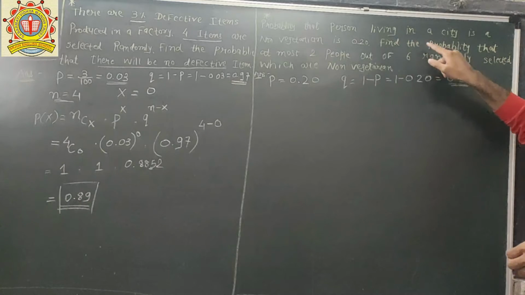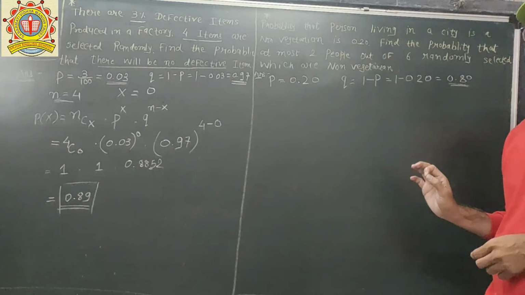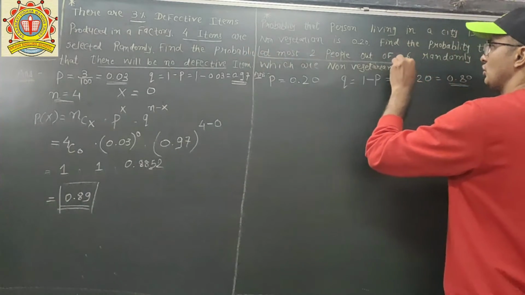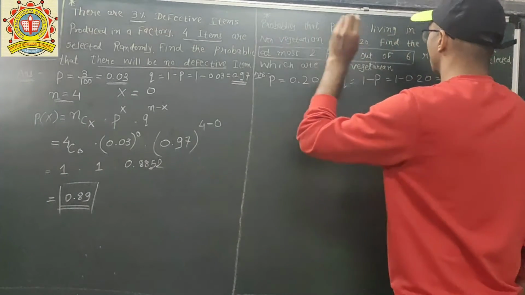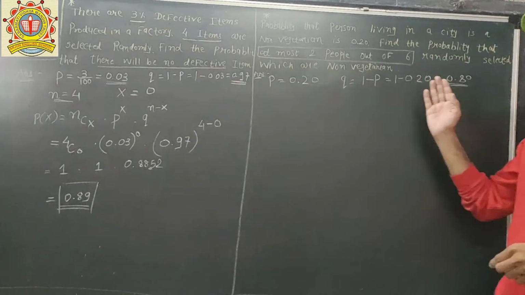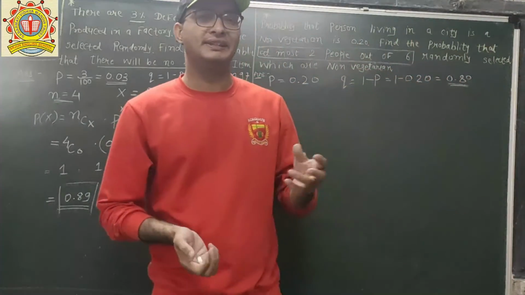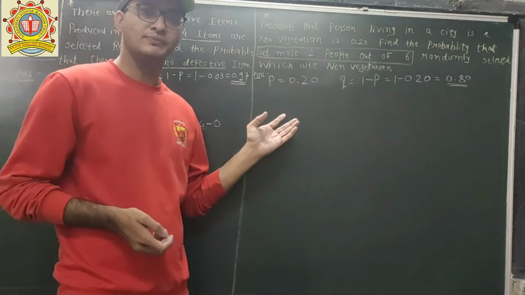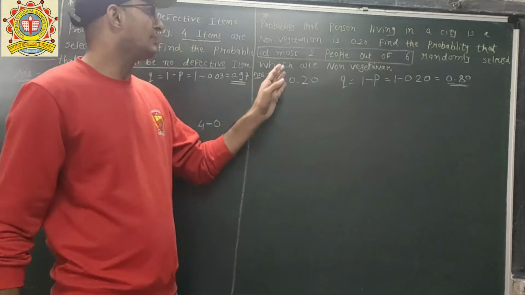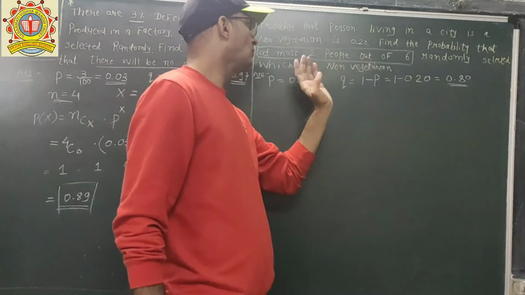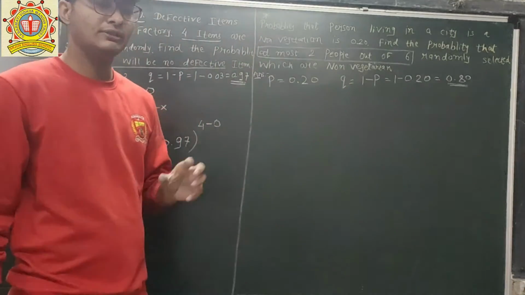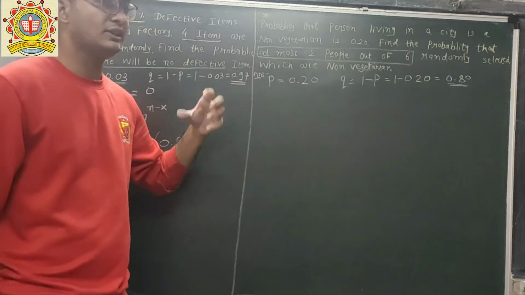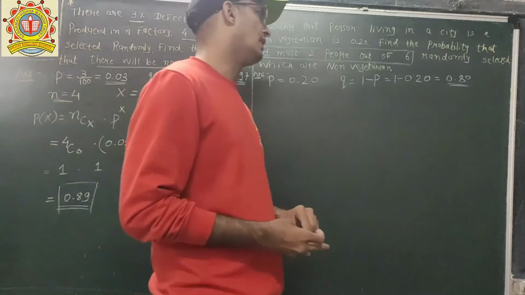Now, find the probability that at most 2 people out of 6 randomly selected are non-vegetarian. It means if you are residing in a non-vegetarian city, then almost all the people have the habit of eating non-veg. So here we have to find the probability that out of 6 people, at most 2 people are non-vegetarian.